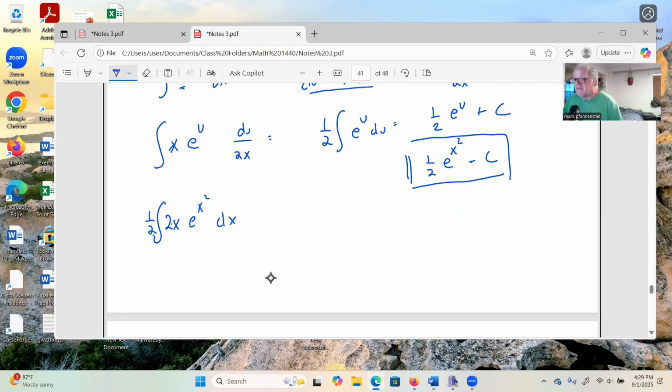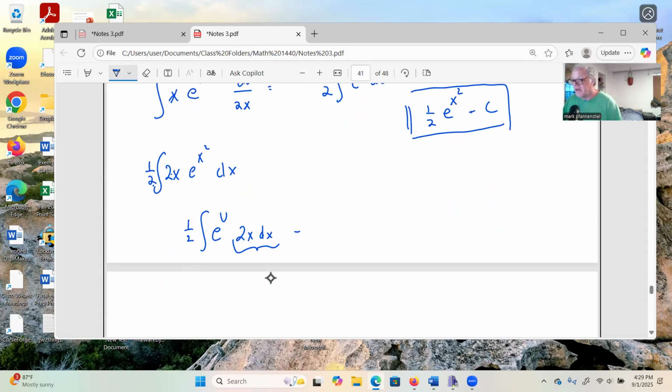So we're going to have 1/2 integral of e to the u, because it's in the x squared, and I've got my 2x dx sitting here. And this is my du. So this is 1/2 integral e to the u du, which is of course 1/2 integration of e to the u. Integration of e to the u is just e to the u plus constant of integration. So this is 1/2 e to the x squared plus c.